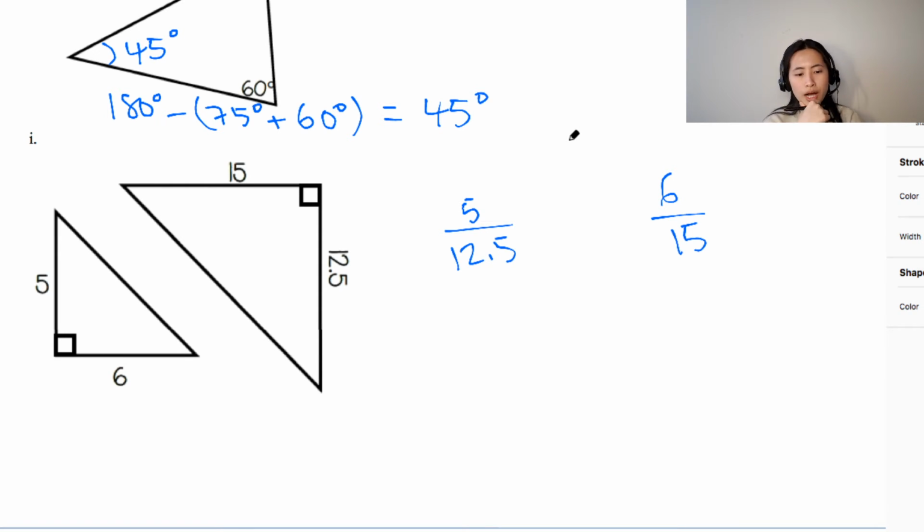Also, just as a reminder, I think I've emphasized this so much earlier. It looks like it's a side angle side theorem. So if you have side angle side, you're probably wondering, we do have a 90-degree angle over here, so can I just pick 15 and 5 and compare the two, and just take 6 and 12.5 because they're adjacent?